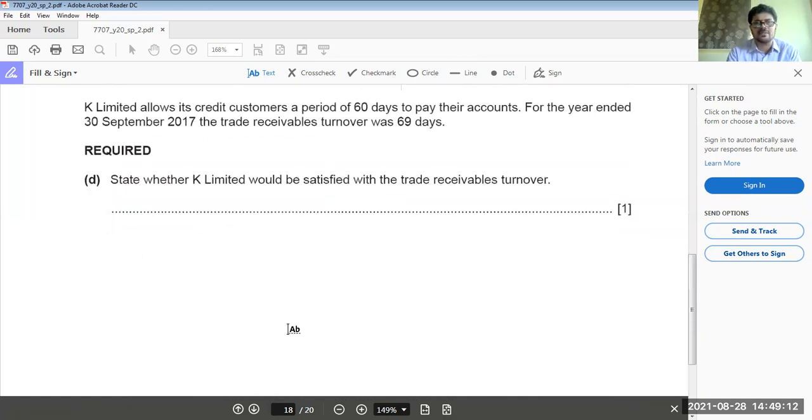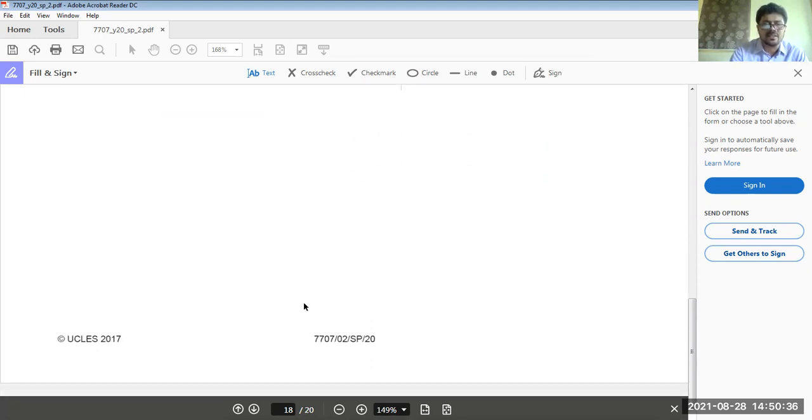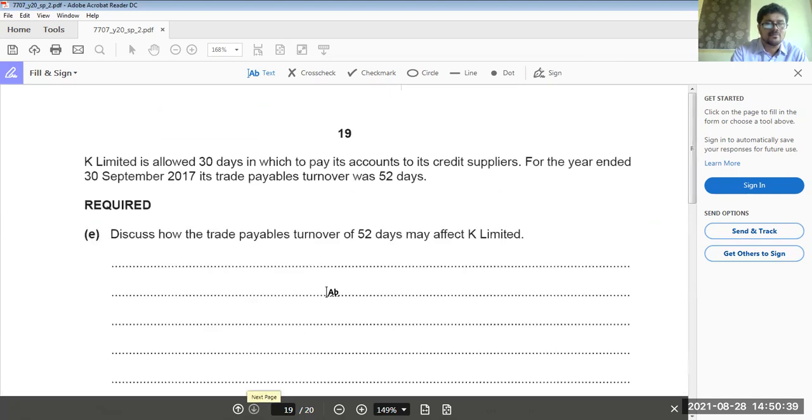K-Limited allowed customers a period of 60 days to pay their account. For the year, the trade receivable turnover was 69 days. State whether K-Limited would be satisfied with the trade receivable turnover. 69 days. Not satisfactory. Because 69 days turnover is very long.